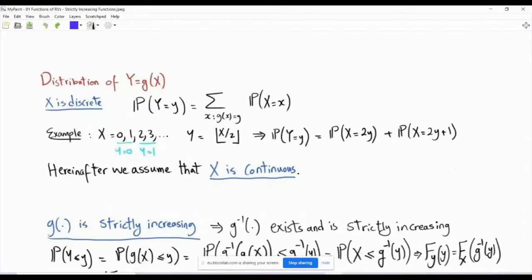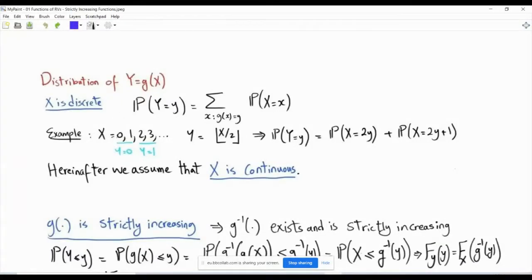So let's say that X is discrete, and you have Y equal to g of X, and you are interested in the probability that big Y is equal to small y. Here you simply sum over the X probabilities. Specifically, you sum over the values of small x that are mapped by function g to small y. Okay, so let's see an example.